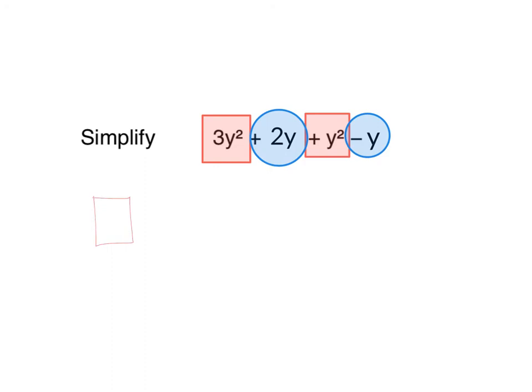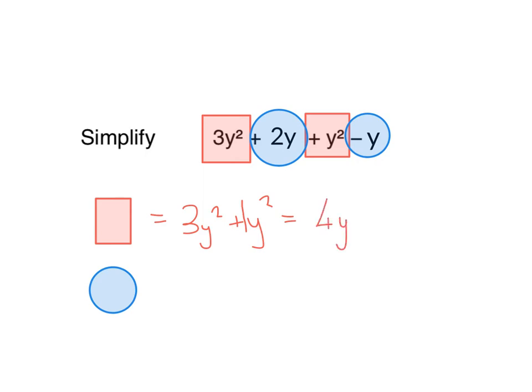So we've got squares and we've got circles. My squares was 3y squared plus y squared. Now remember that y squared means 1y squared, so it's 3y squared plus 1y squared, so that's 4y squared. Some people are tempted to add the powers. There's no need. 3 lots of y squared, add another lot of y squared, you've got 4y squared altogether.